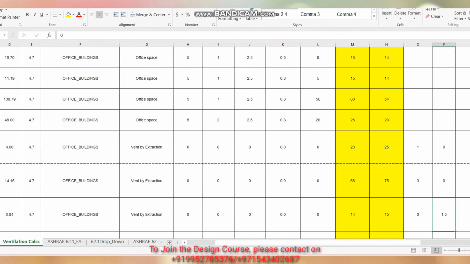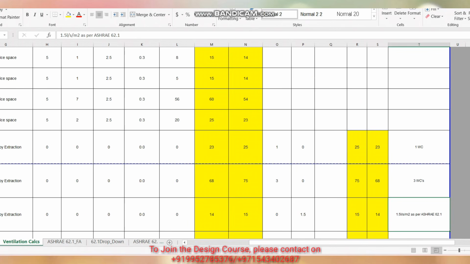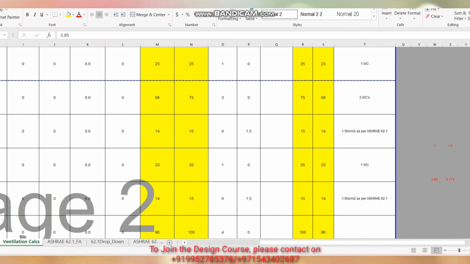The software will automatically calculate the answer considering the area. But as I told you, here the area is very small. That's why I have considered the minimum flow rate of 15 liter per second. For 1 meter square we have, as per ASHRAE, 1.5 liter per second. In our case it is 3.85 meter square, so the answer will be only 5.775 liter per second. The value is very low, so I have considered the minimum value of 15 for this exercise.